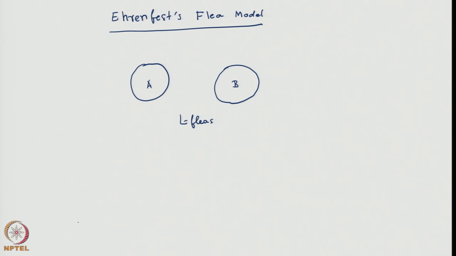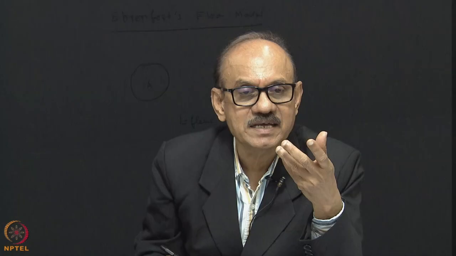So, this L number of fleas partition themselves either on A or on B, and in a random manner. It is not that they want to be on A or want to be on B, it just happens by purely a random process. We ask a question in equilibrium. Common sense tells us that if there is no preference of the total, let us say L fleas, L by 2 should be on A and L by 2 should be on B. This is a very deterministic mean.